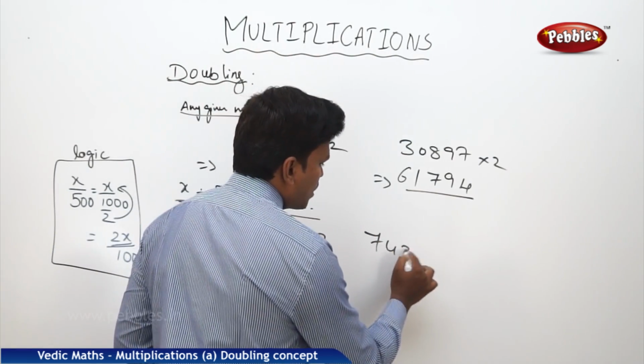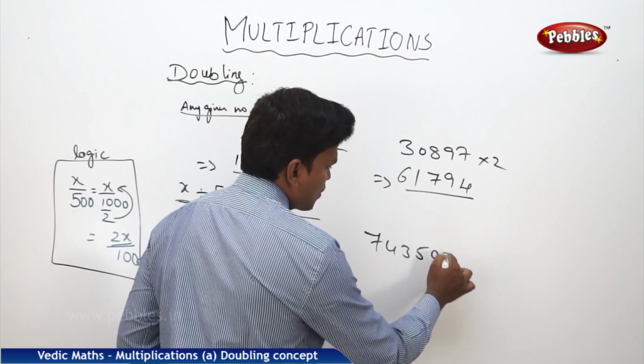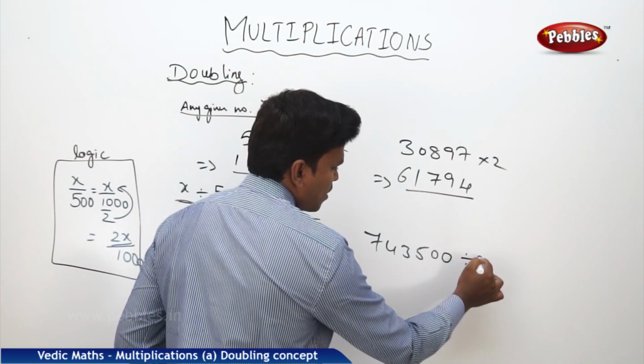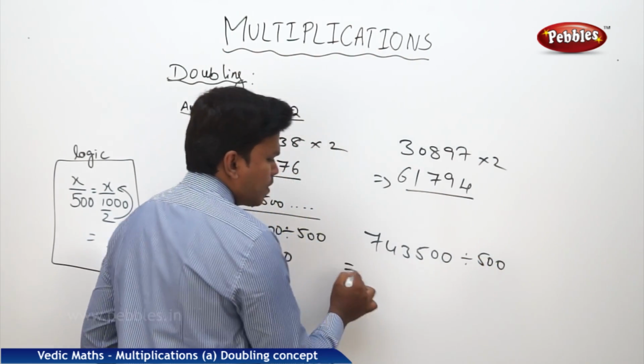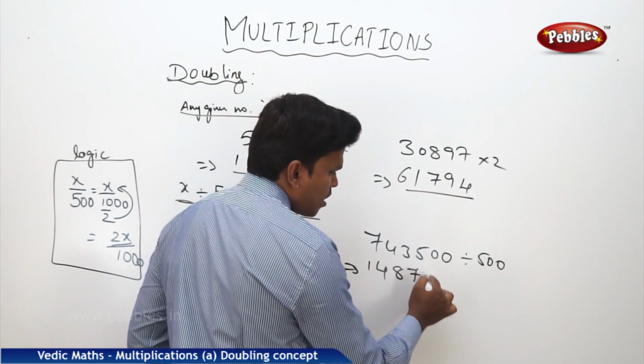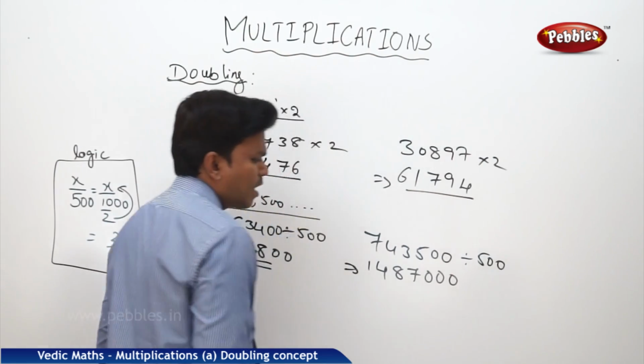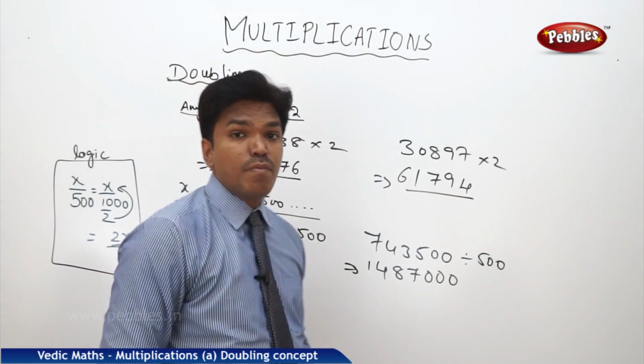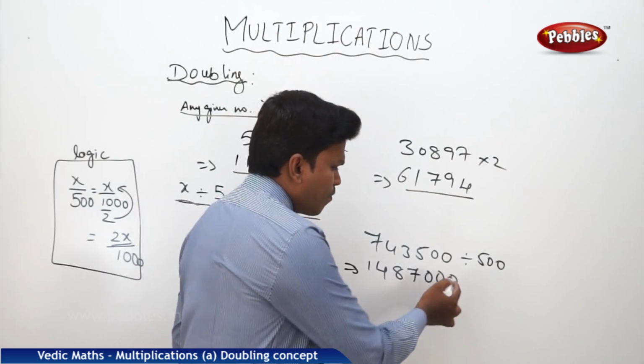Now one more example. 743,500 division by 500. Let us see. First double the number: 14 but 14, 8 but 8 only, 6 but 7, 0, 0, 0. Now put a decimal point after 3 digits from right. 1, 2, 3.